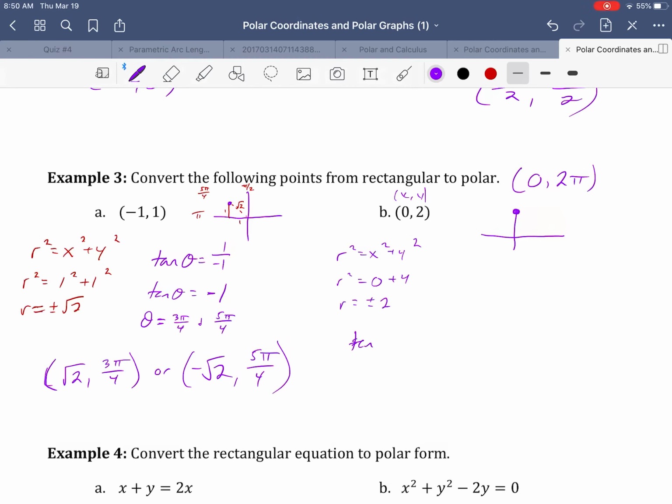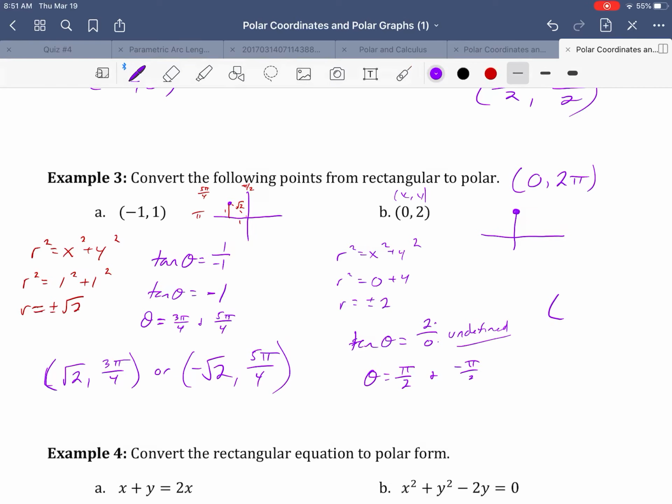So 0 plus 4, r equals plus or minus 2. And then tangent theta equals y over x. Well, that's undefined. So now you're asking yourself, where is tangent undefined? And we remember that happens at pi over 2 and negative pi over 2. Or you could say 3 pi over 2 or whatever pi over 2 you want. And so why is it undefined there? Because tangent is sine over cosine. And where cosine is 0 makes tangent undefined. So cosine is 0 at pi over 2.